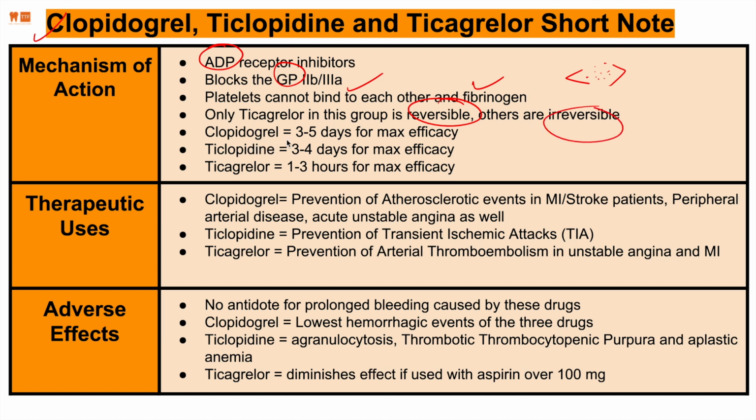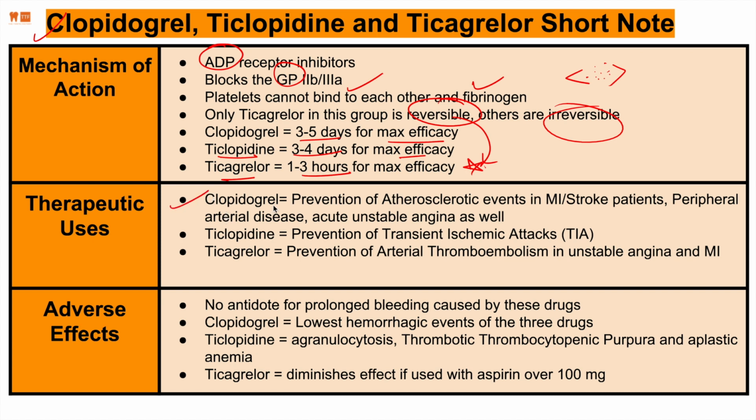Okay. Clopidogrel takes 3 to 5 days for peak effect. Ticlopidin 3 to 4 days, very similar. Ticagrelor 1 to 3 hours. So ticagrelor being reversible, it is a reversible fast-acting drug.